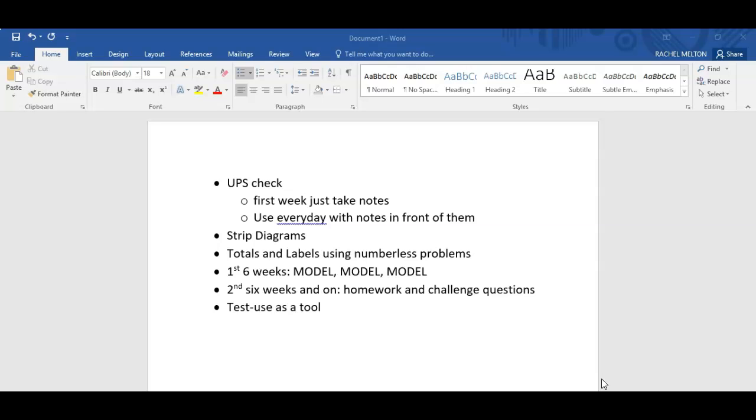And then I also do it for a challenge question. So every day when we have a challenge question at the beginning of class, they have to do UPS check. They do not have a choice. So that I know that every day they are practicing UPS check at least once. We may not have any other word problems for the rest of that class period, but I know that they've done it at least once. They've done it on their own, and then after they do that, I go over it with them. So they're seeing it every day.